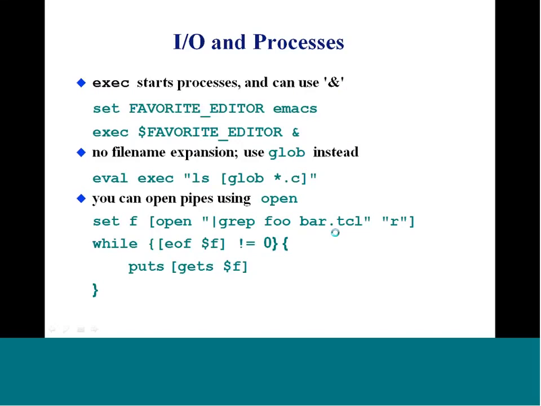In order to execute certain processes, we can do two things. One is to use an exec command, which is shown here, and we can also use the ampersand. Here we are starting Emacs by setting the favorite editor to Emacs, and then executing the favorite editor with an ampersand. This opens up a new Emacs window, and it won't obstruct the main process that we are already working on.